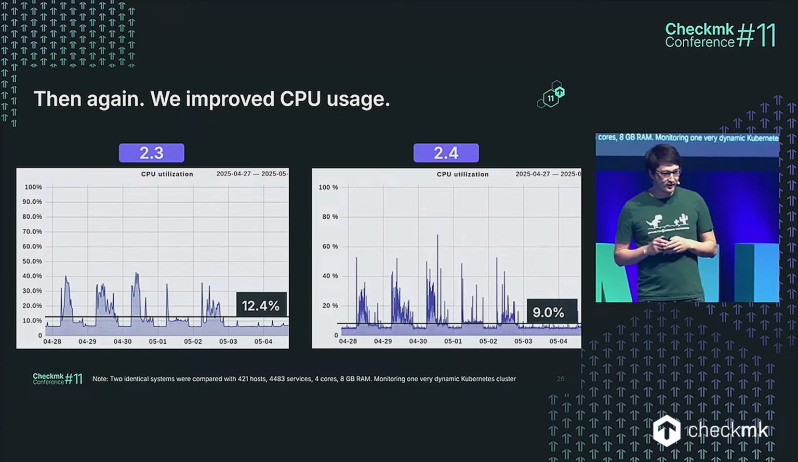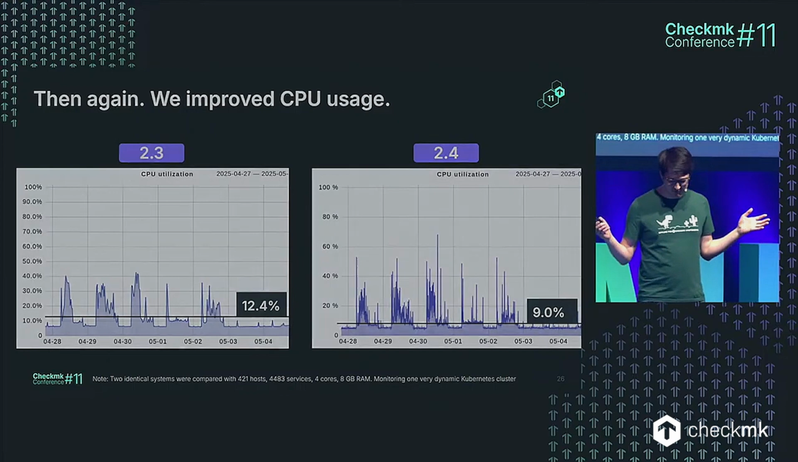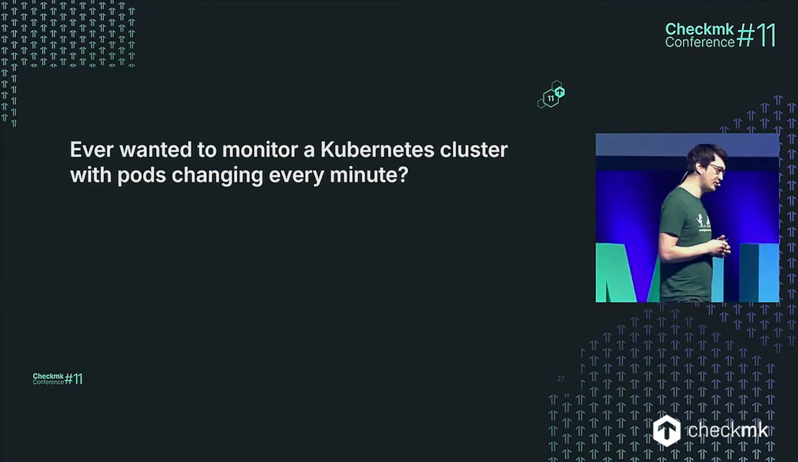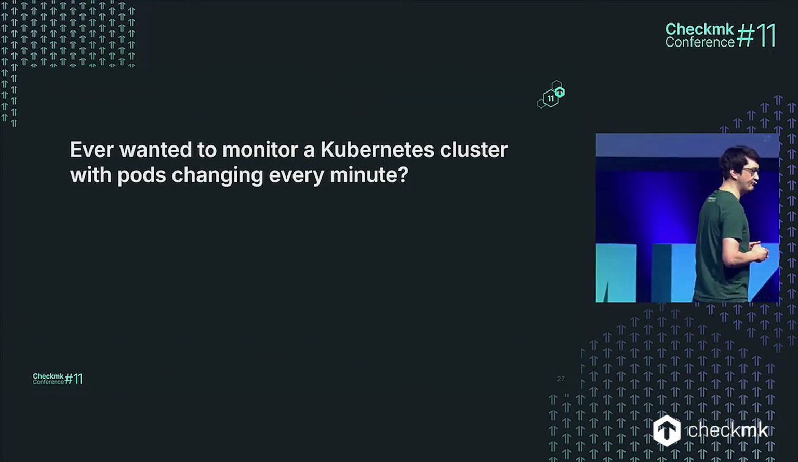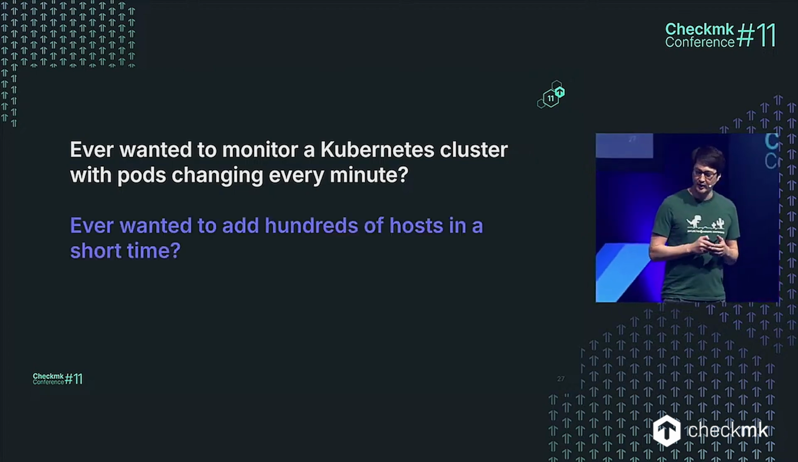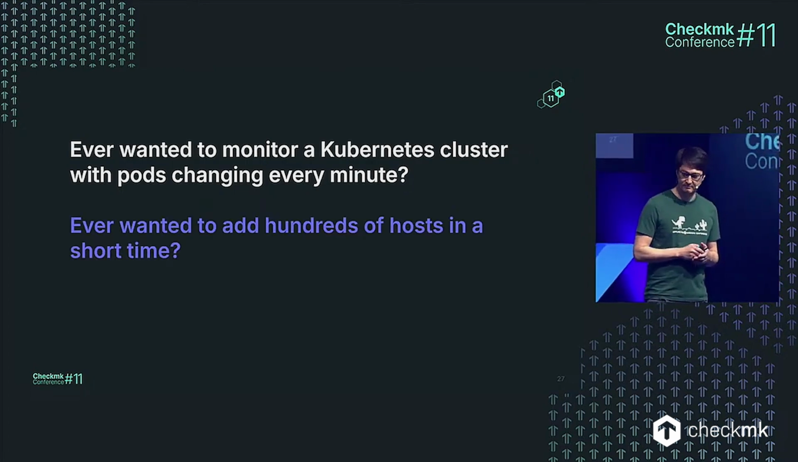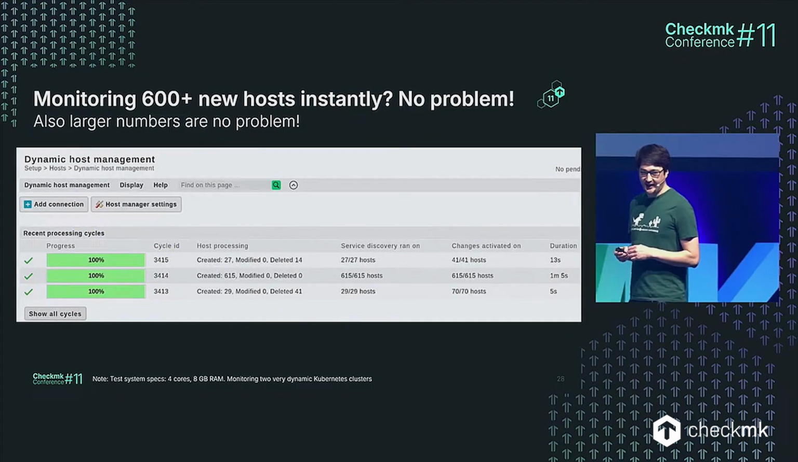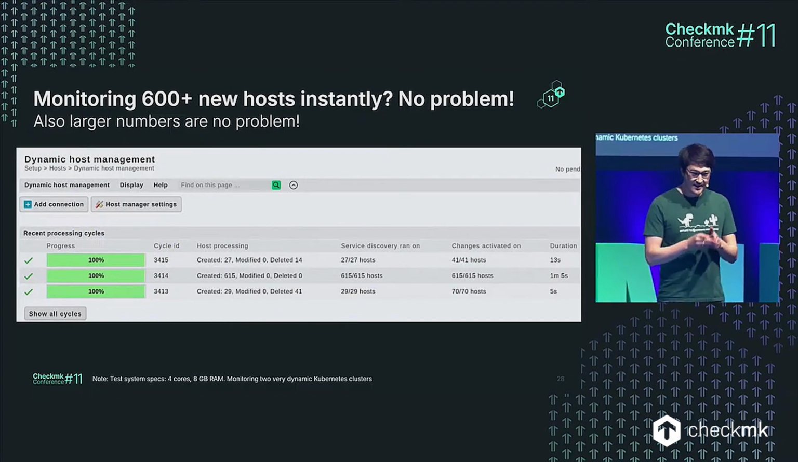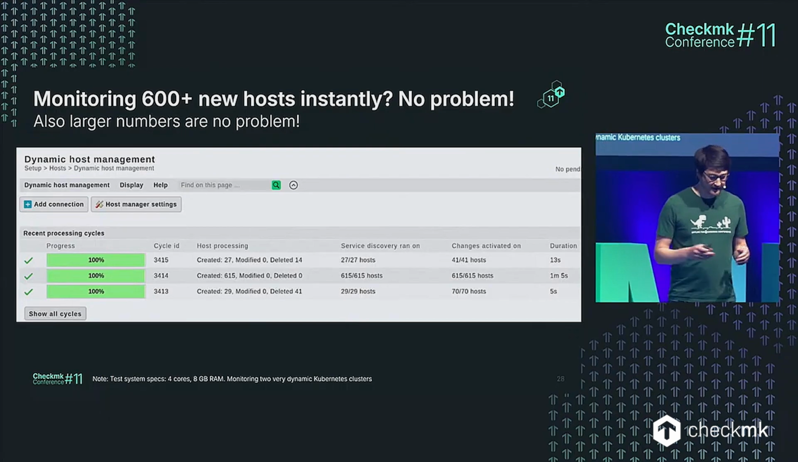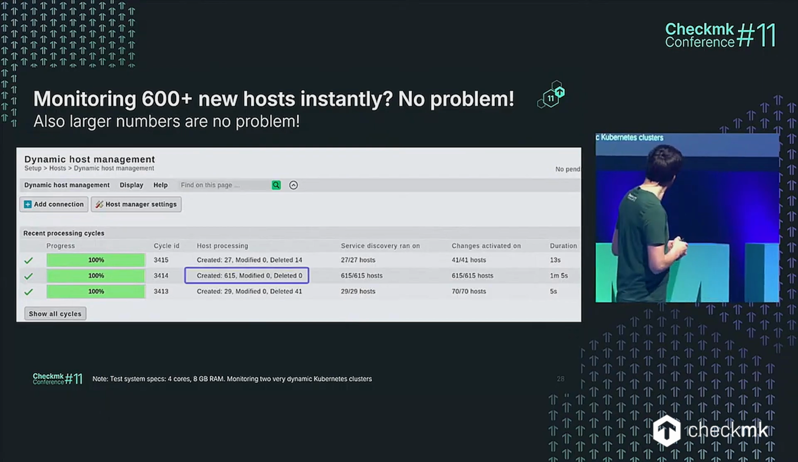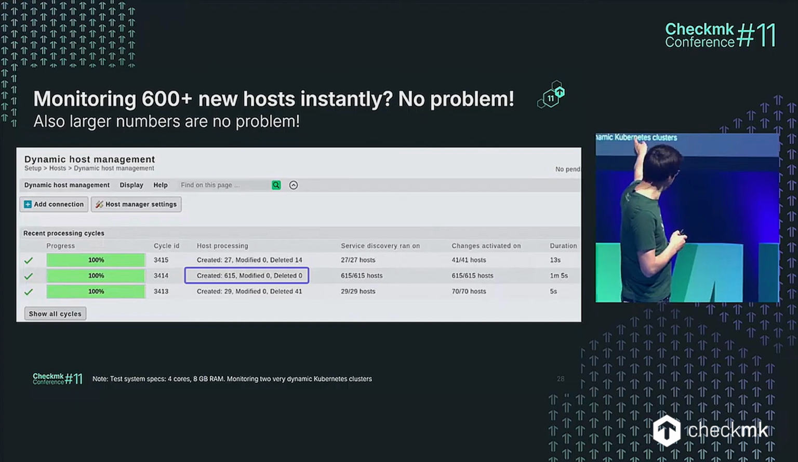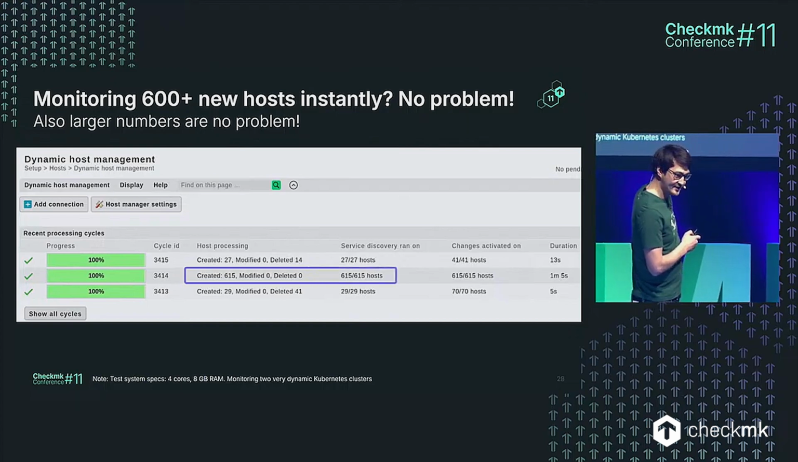And you might be wondering, okay, talking about Kubernetes, can you do that now? If you've ever wanted to monitor a Kubernetes cluster with pods changing every minute, or if you have ever wanted to add hundreds of hosts to Checkmk reliably, then I have good news. This is my proof point. Adding 600 hosts instantly, no problem anymore. You can also do larger numbers of hosts. You can see, created 615 hosts, did a service discovery on those 615 hosts, activated changes in 1 minute.